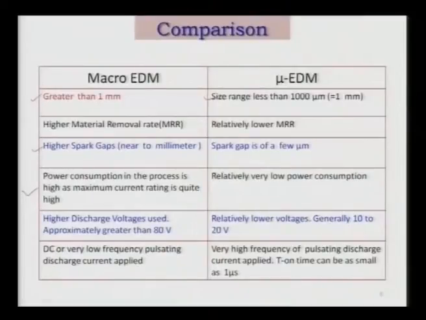And DC or very low frequency pulsating discharge current is applied in case of macro EDM, while very high frequency pulsating discharge current is applied in micro EDM, and T on time can be as small as 1 microsecond. So, we can clearly see there is basically a scaling down, a scaling difference between macro EDM and micro EDM.